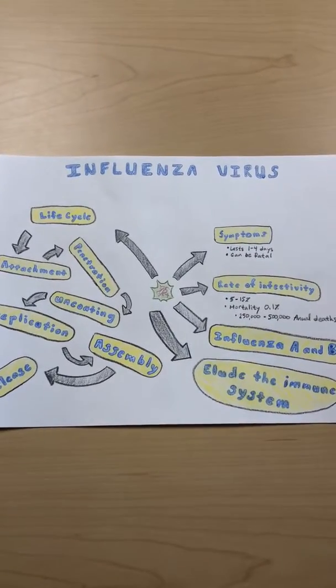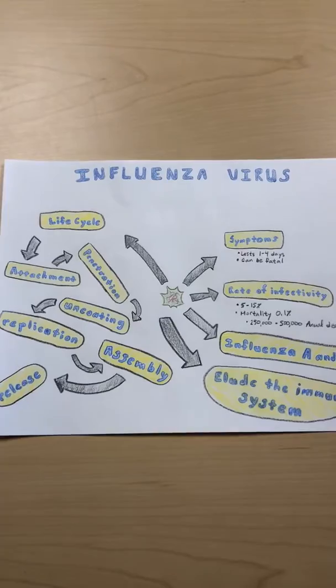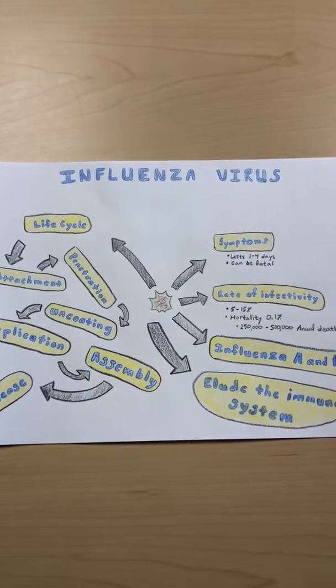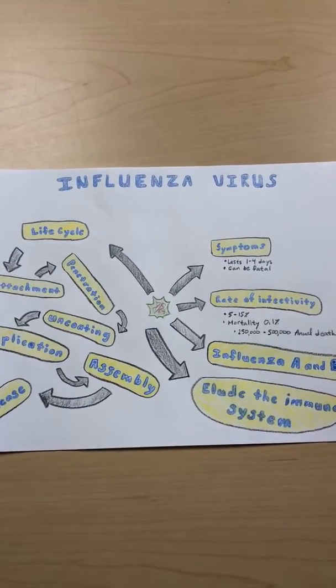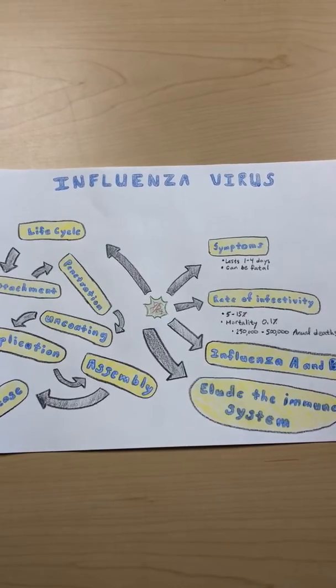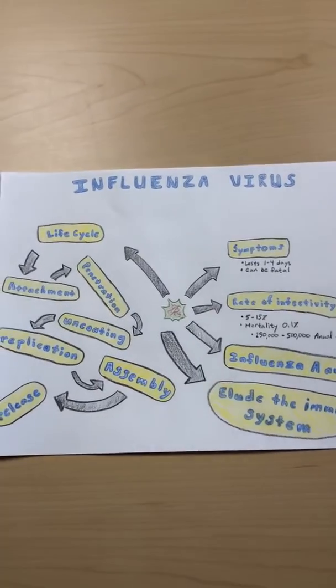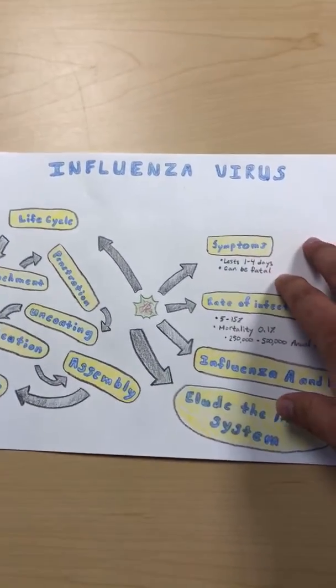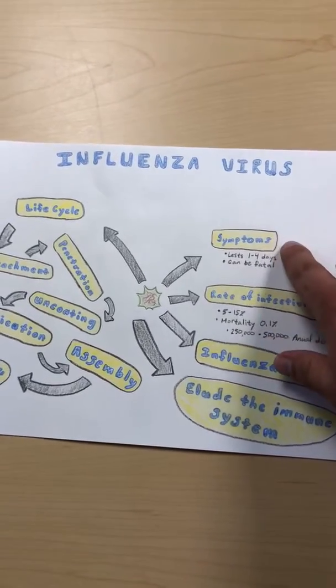The influenza virus. Influenza is a ssRNA virus with a segmented genome. It is transmitted through aerosol or body fluid and is highly infectious. This is the concept map for influenza. We're going to begin with the symptoms.